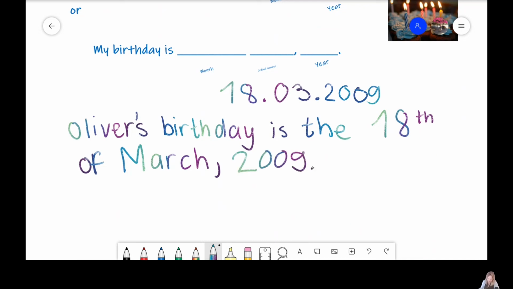Okay, let's read the sentence all together. You can read with me. Ready? We start with Oliver. Oliver's birthday is the 18th of March, 2009. Or Oliver's birthday is March 18th, 2009. You can pause this video if you'd like to do a little math lesson and figure out how old Oliver is.